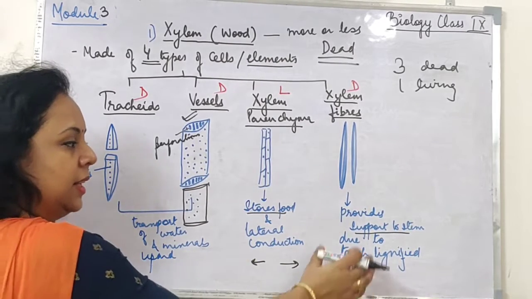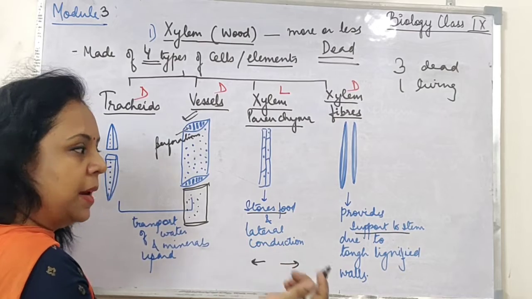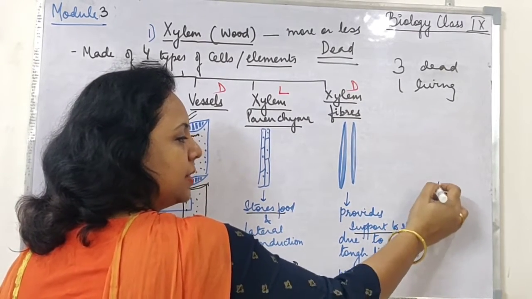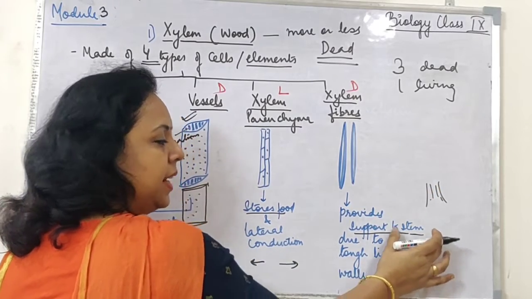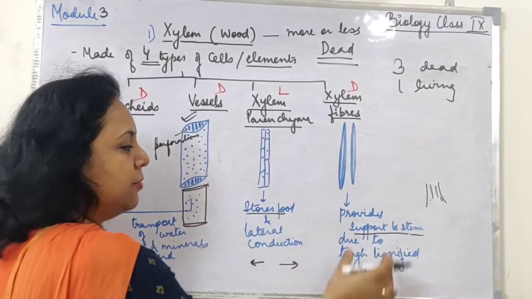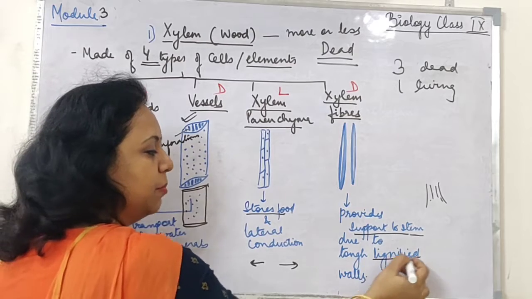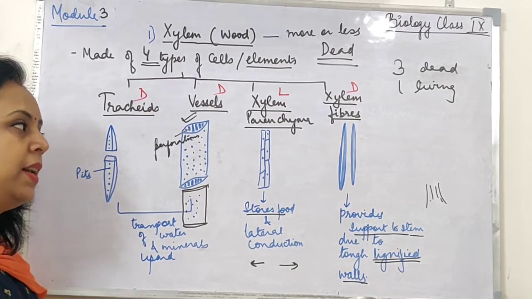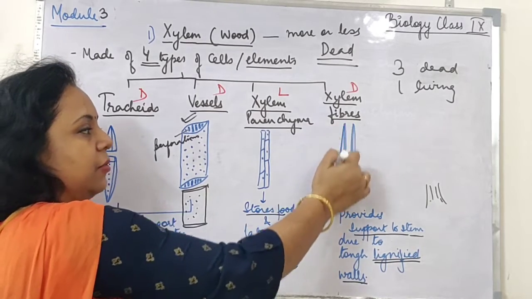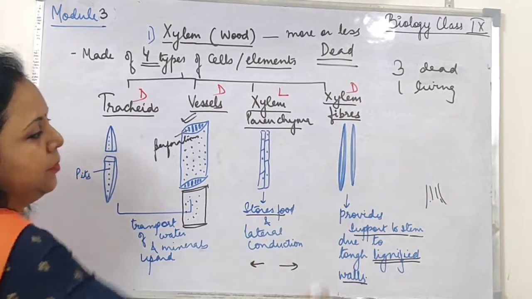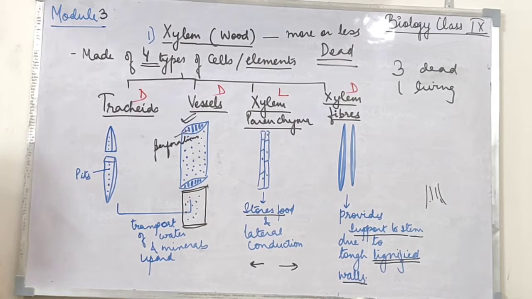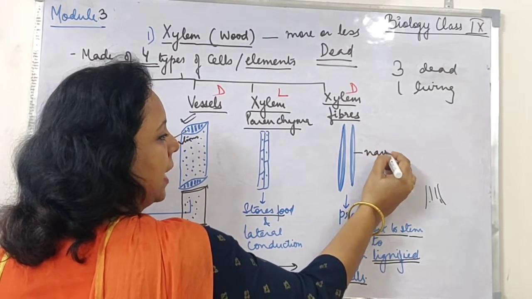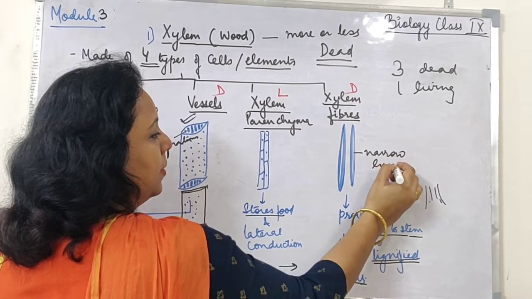Since I have told you that these conducting tissues are present in higher plants, the higher terrestrial plants have strong stem trunks, and they need support. So the xylem fibers provide support because of the presence of lignin and suberin in their walls. As you can see, the fibers are just thread-like, very simple cells which are highly lignified, and you can see a very narrow lumen.